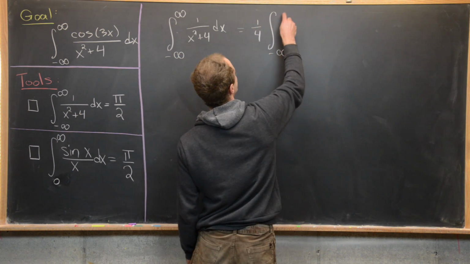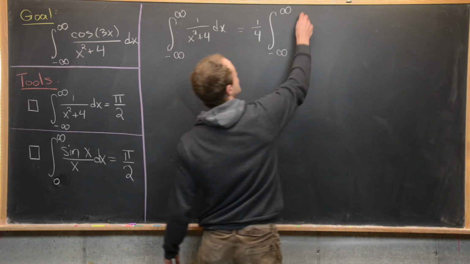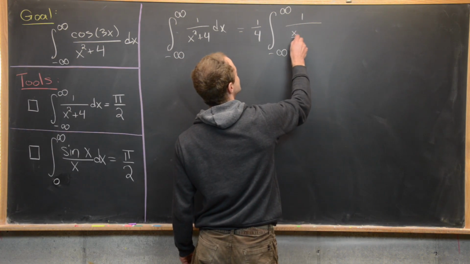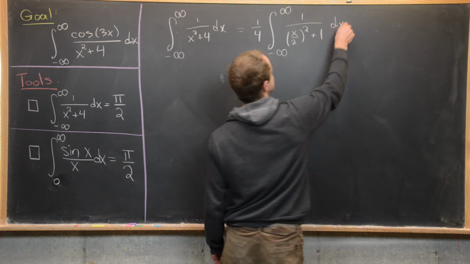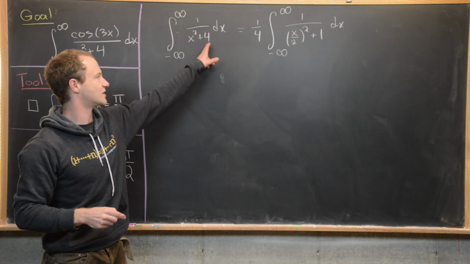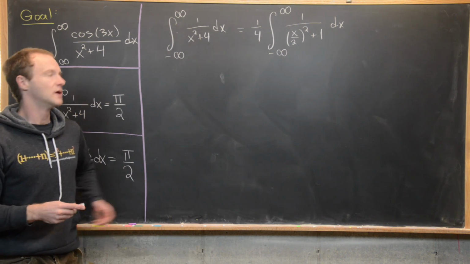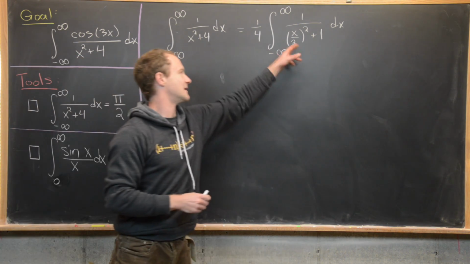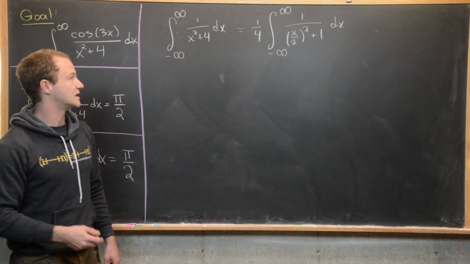That's going to give me 1/4 the integral from minus infinity to infinity of 1 over x over 2 quantity squared plus 1 dx. So notice if I factor a 4 out, this is going to turn into a 1. This is going to turn into x squared over 4, but x squared over 4 is the same thing as x over 2 quantity squared. Okay, so we're off to a good start.